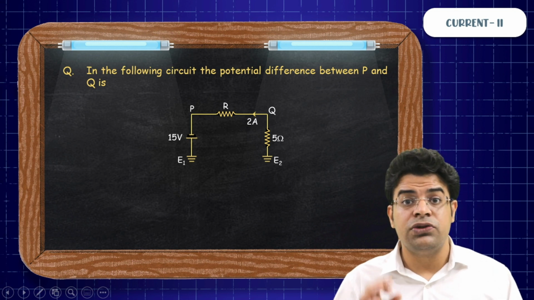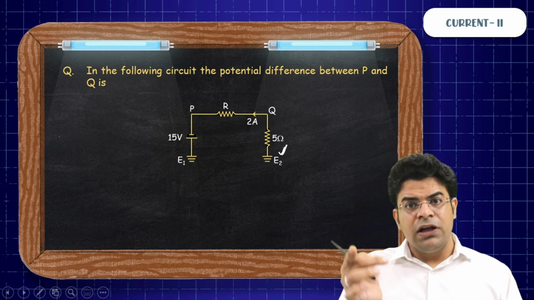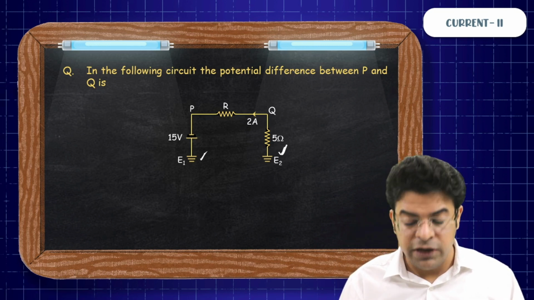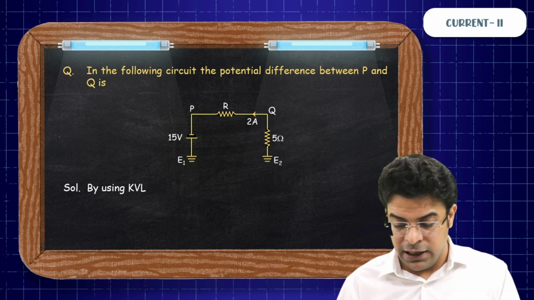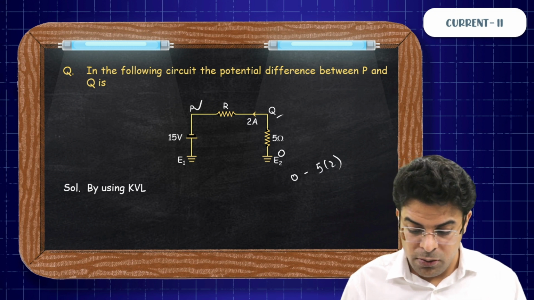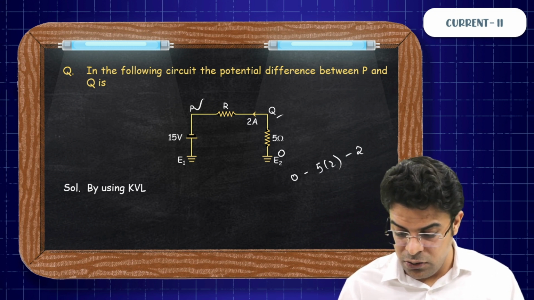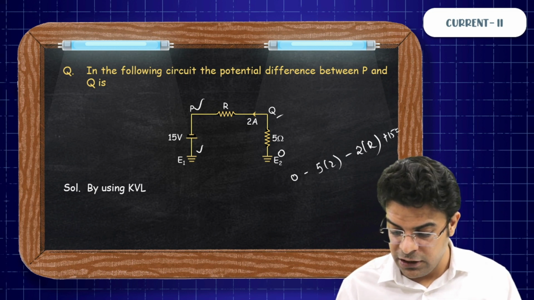Another way is to write the equation of KVL. Start from this point, go once around the loop, and reach this point where the potential is again 0. So you will say, by using KVL, I can write 0 minus 5 into 2 minus 2 into R plus 15 equals 0.